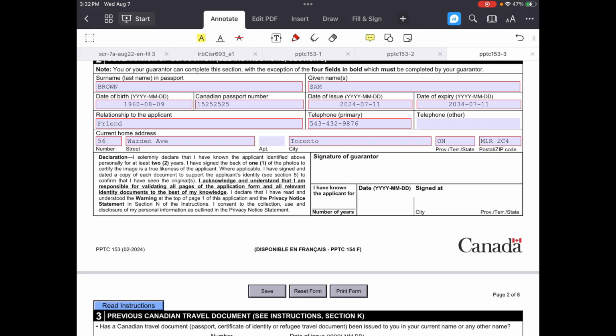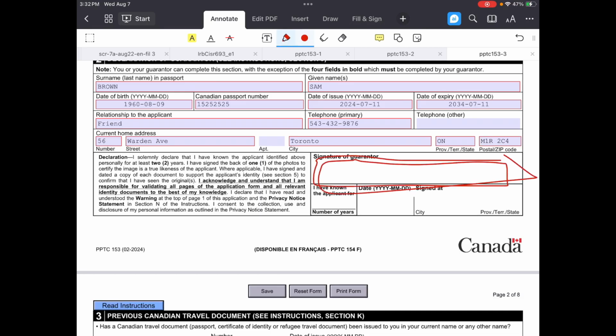Okay, and here is where your guarantor must sign. This is your guarantor's signature. This is where your guarantor must sign. After they sign it, they have to write down the number of years that they've known you for, and then they have to date it, and then they have to type down the name of the city that they're signing this application at, as well as the province.